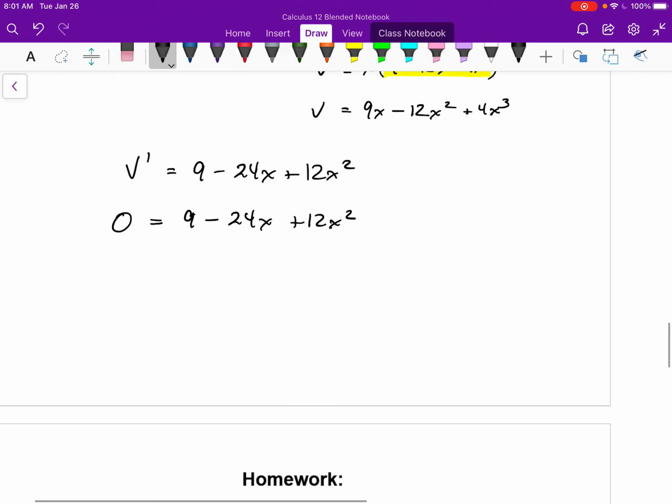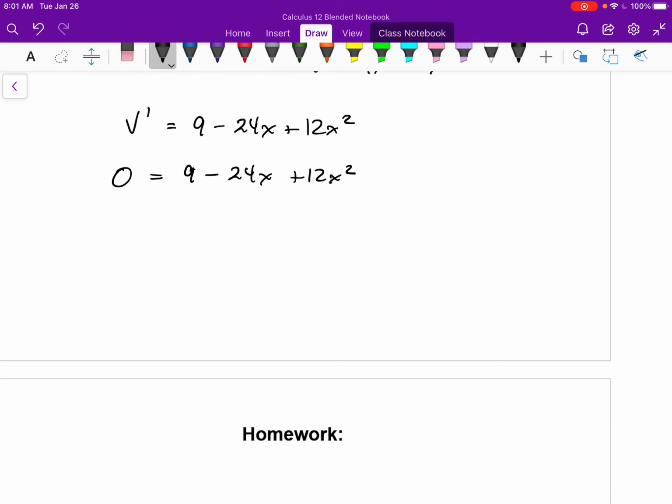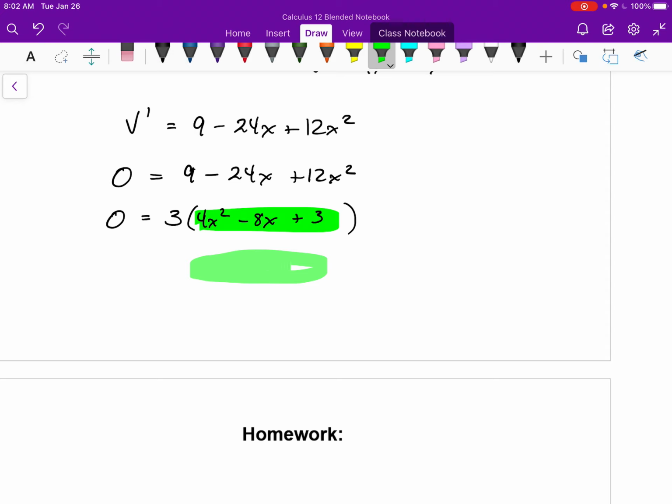And solve for 0. Now, this is a quadratic function. If we can factor this, then we can find the solutions really quite easily. And the first thing I probably want to do is take out a greatest common factor, which is 3. And I'll rearrange these terms to put them in a more familiar order. Right, and if I can factor that, then it's way faster than using the quadratic formula. And I can factor that.